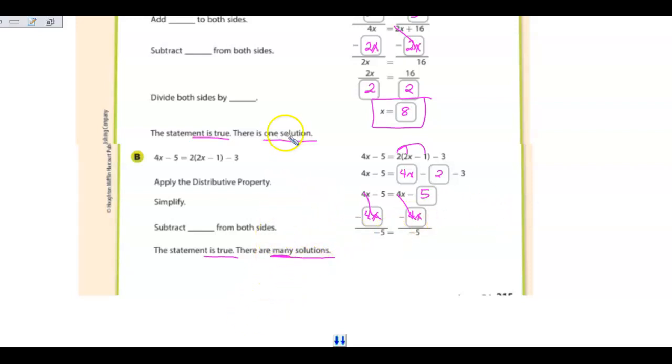If you look back at this step here, you'll notice we had 4x minus 5 equals 4x minus 5. This is a true statement. They're exactly the same on both sides. And so you can catch that early and know that that's many solutions.